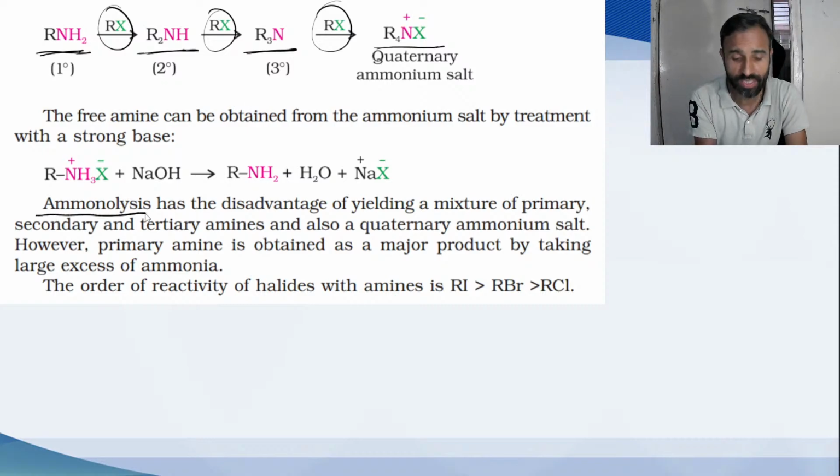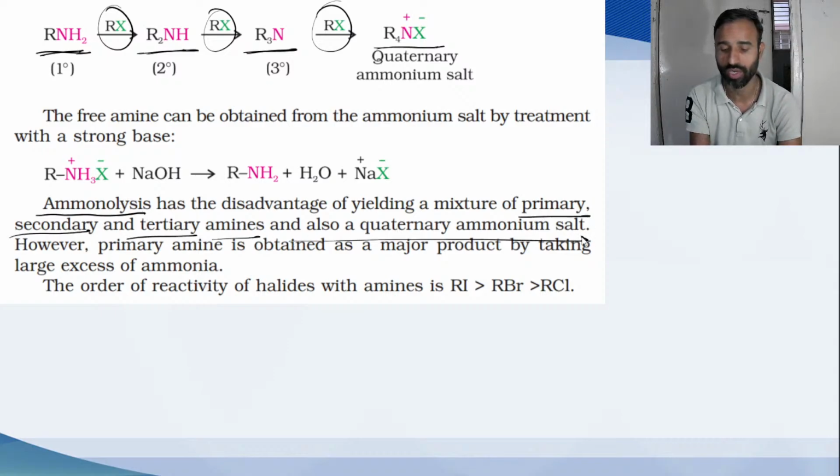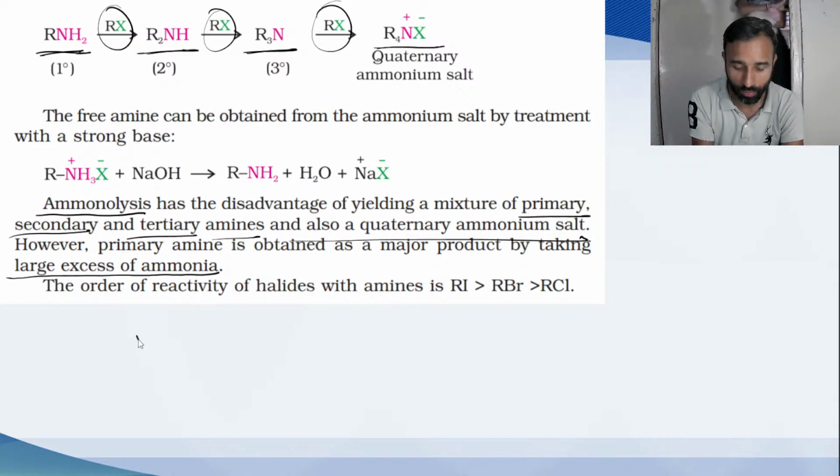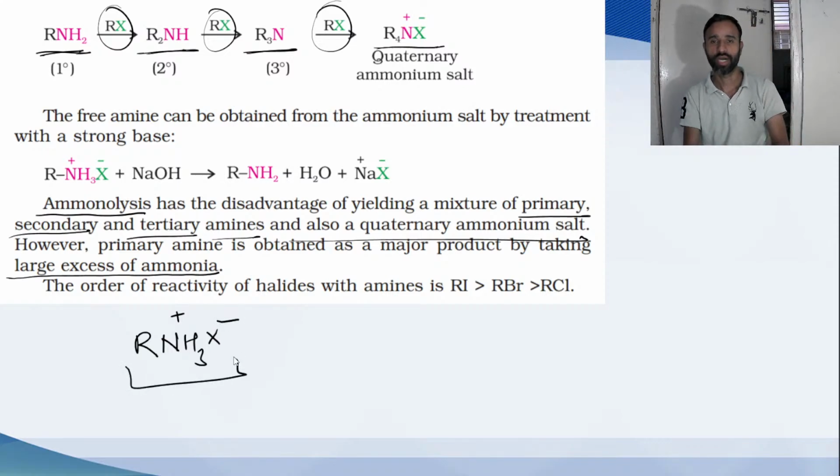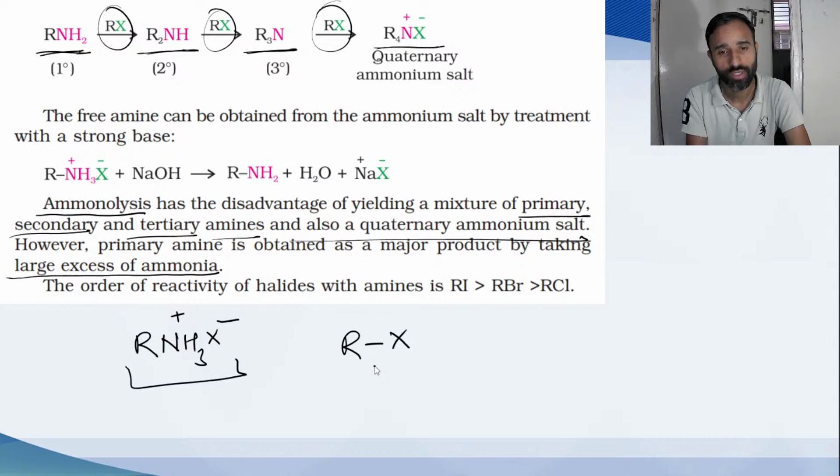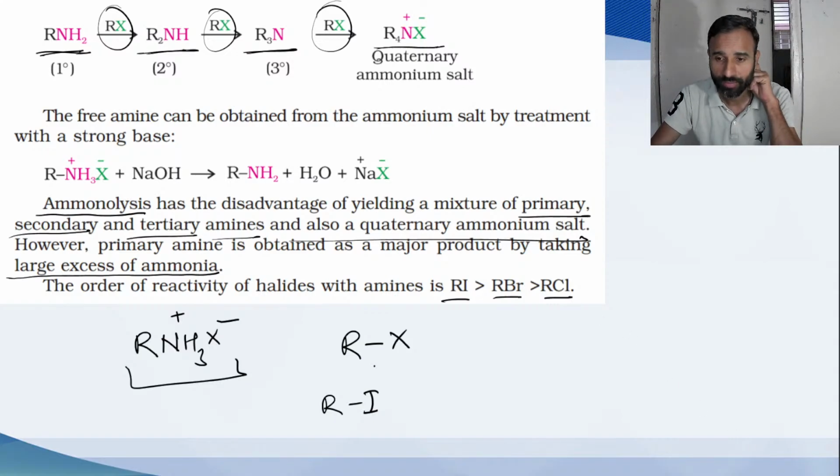But this ammonolysis has a disadvantage. Reason being, a mixture of amines is formed: primary, secondary, tertiary amines, and also a quaternary ammonium salt. But to get primary amine as the major product, we take ammonia in large excess, so that the whole of the alkyl halide is converted into ammonium salt. No alkyl halide is left unreacted to do further reaction, and that's why we get primary amine as the major product. Now there is a breaking of the C-X bond. Which halide is most reactive? RI is more reactive than RBr than RCl because of the large size of iodine; that is the order of reactivity.